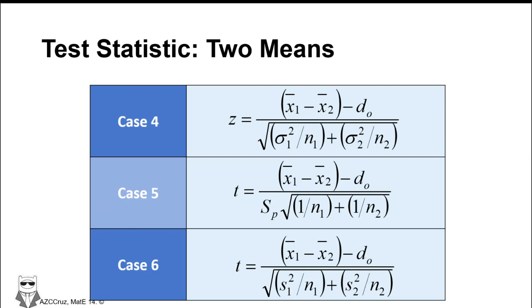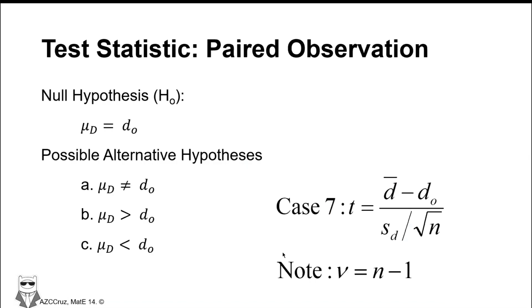So, the formula for Sp is the same. We can just go back to that formula if you want to do manual calculations. Then here, the hard part is computing the nu, or the degrees of freedom, in case 6. Right? The degrees of freedom formula for this case 6 is quite long. Okay?